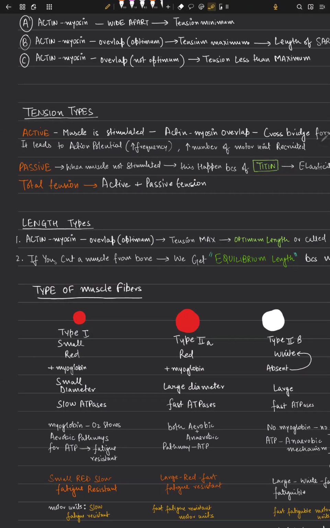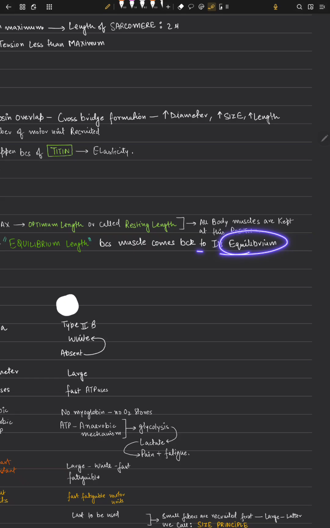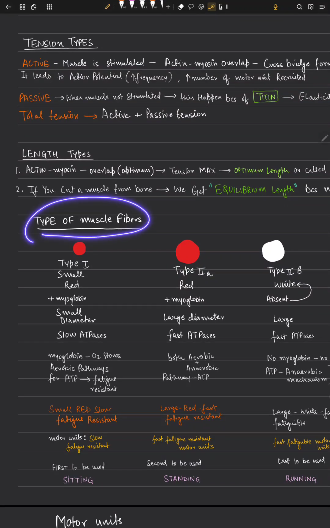What about equilibrium length? Well, if you cut a muscle from a bone, if you remove a muscle from a bone, we get equilibrium length. What is that? We remove a muscle. This muscle was kept in a stretched position. It was kept in an optimal position. We remove this muscle from the bone. This muscle gets back to the equilibrium length of itself, because it was kept in a stretched position. It was kept in a resting position, resting length. Cool. What are types of muscles?